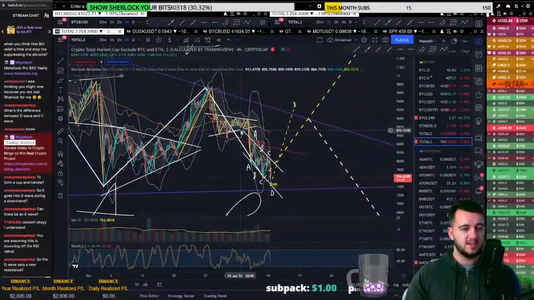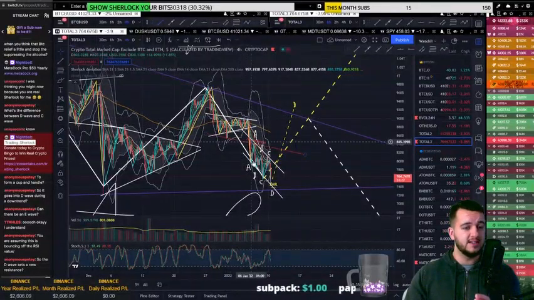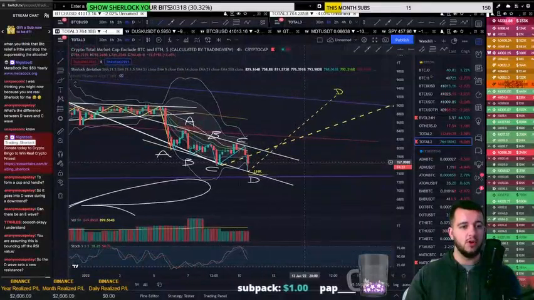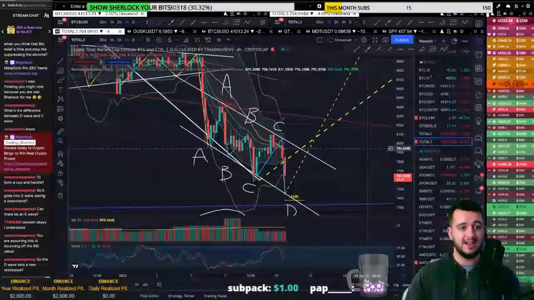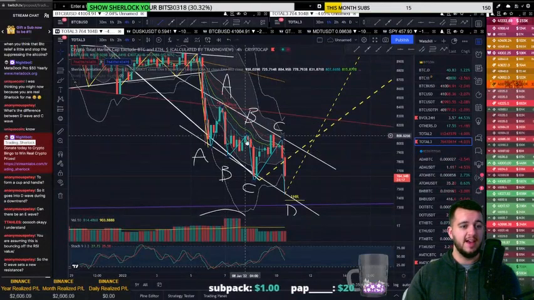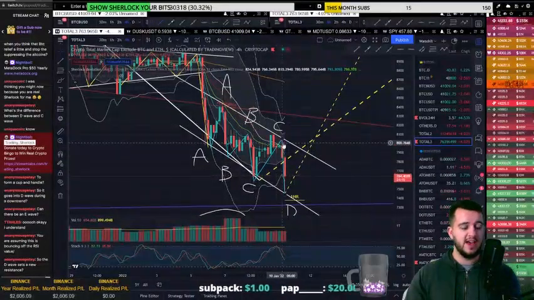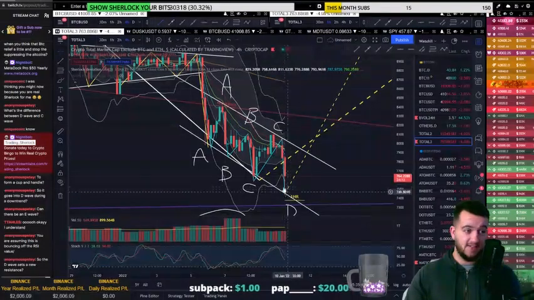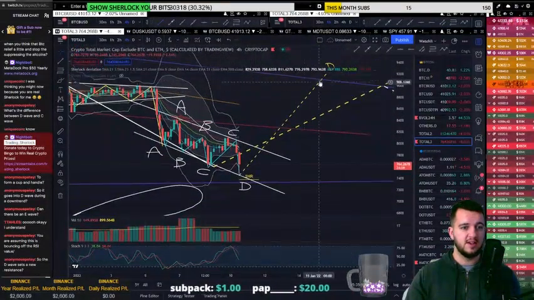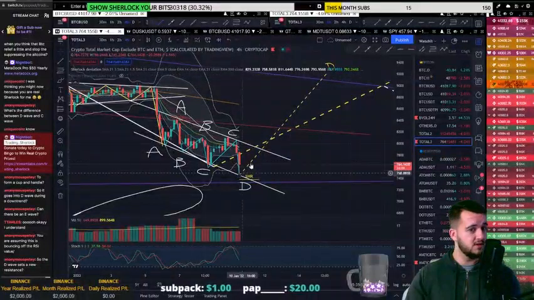A, B, B, failed C wave, failed C wave, failed D wave down. See that? So now let's go to the current move that we're on right now. A, B, B, failed C wave, failed C wave, potentially a failed D wave. What do you think is going to happen, guys? D wave.